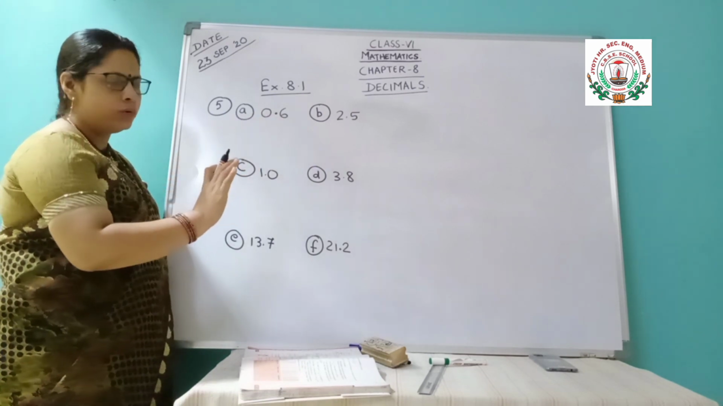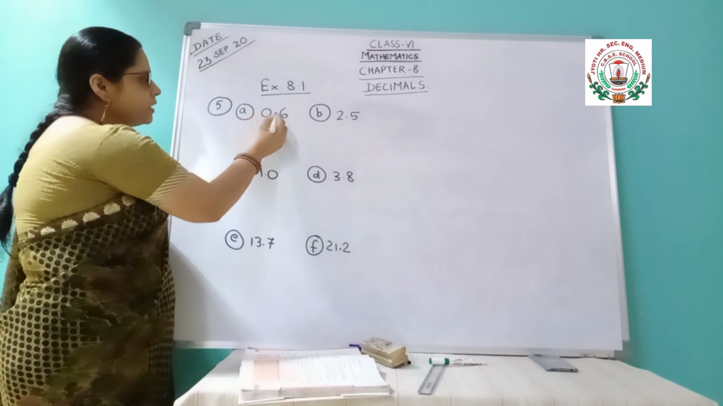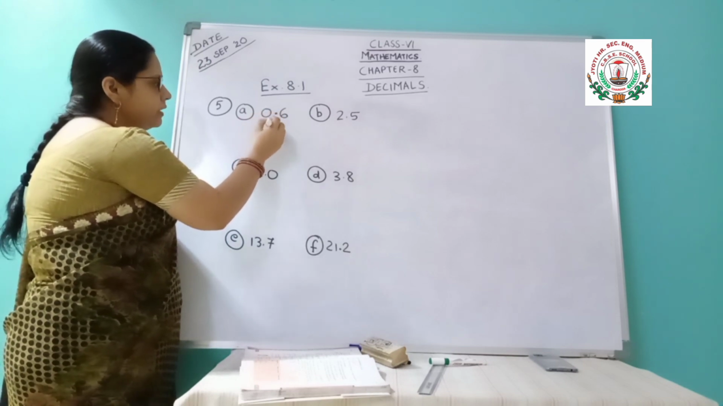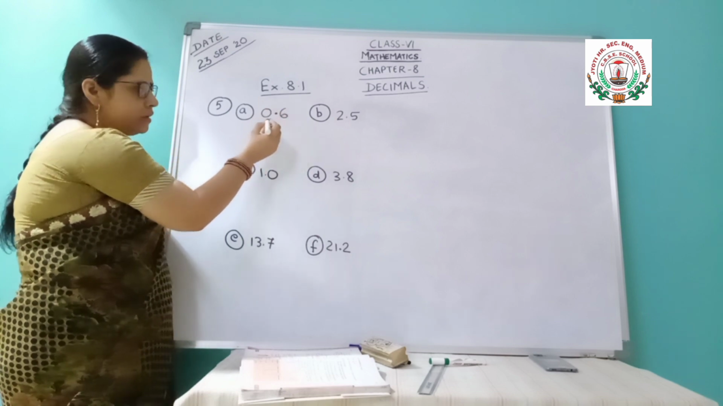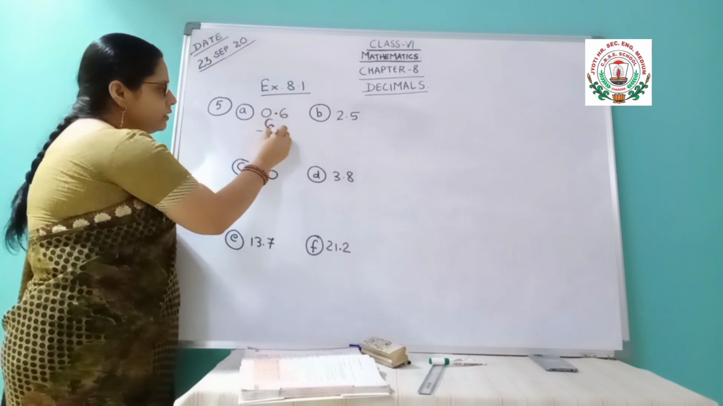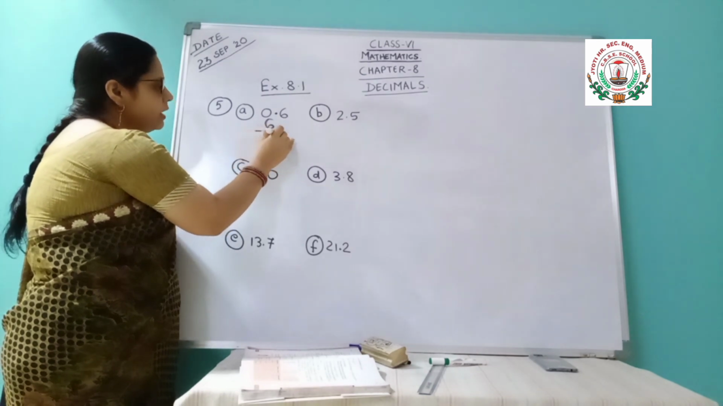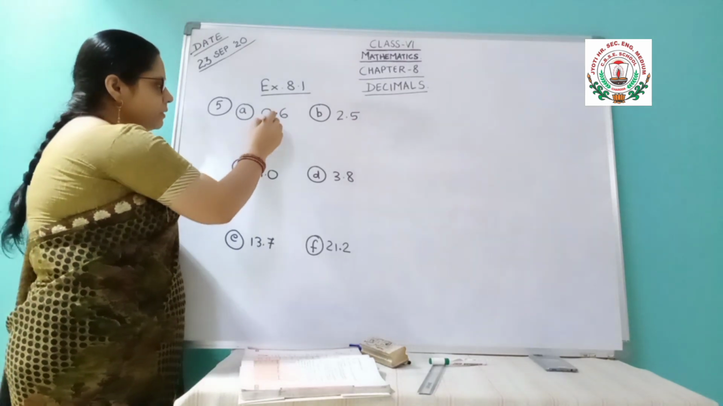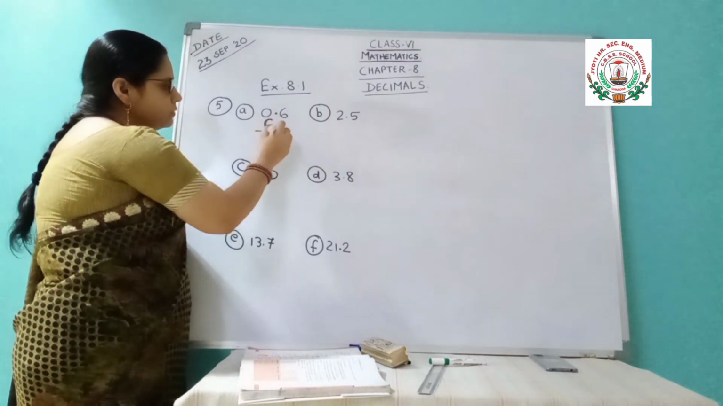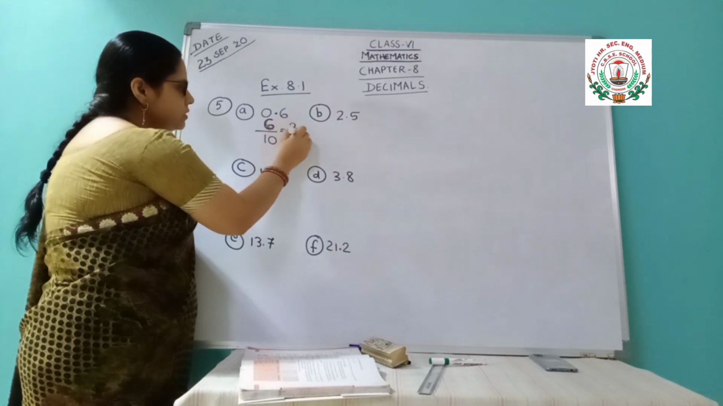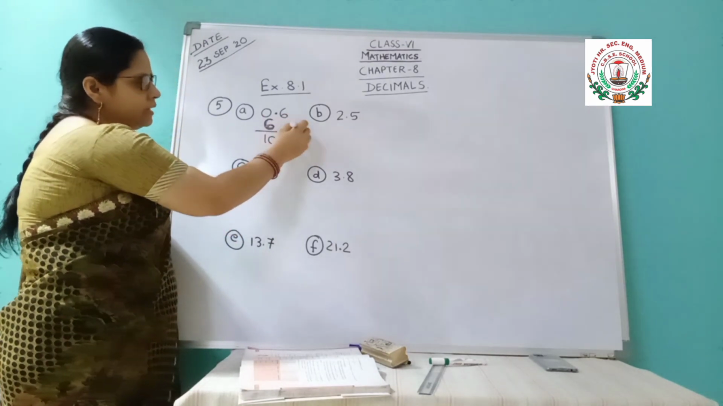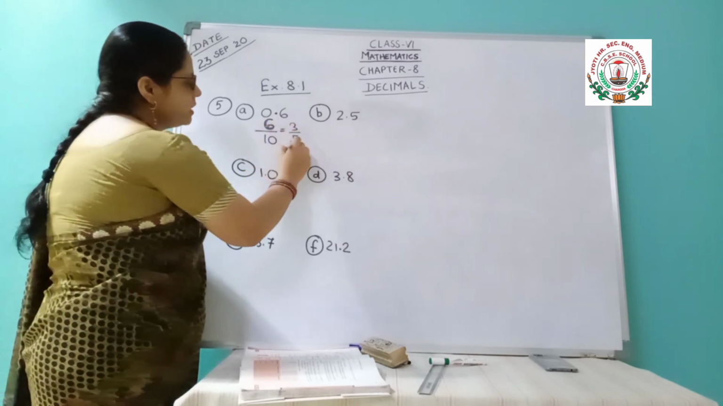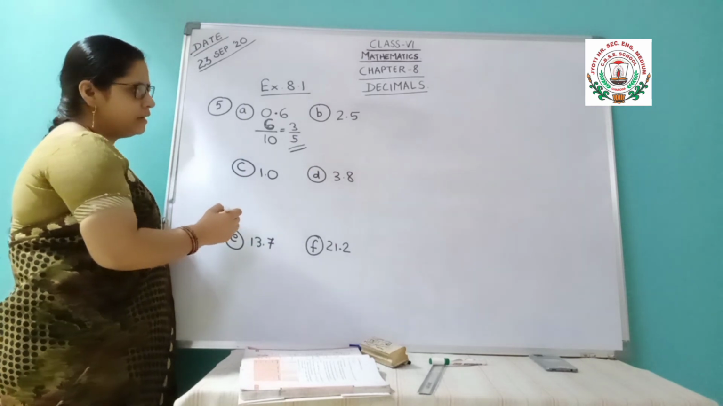0 means no whole number is there, and 0.6. So 0.6 means 6 is the digit, and the first digit after the decimal means it is divided by 10. Now cancel by whichever number table you can. That is table of 2. So 2 threes are 6, 2 fives are 10. Can you cancel it further? No, these 3 and 5 both are prime numbers, so it cannot be cancelled. So this 3 by 5 is the final answer.